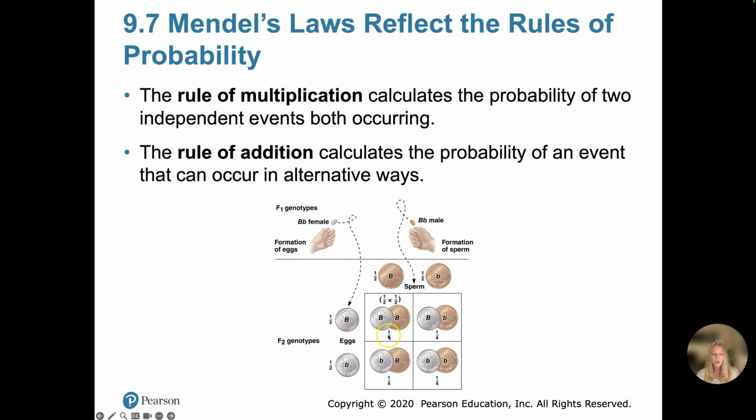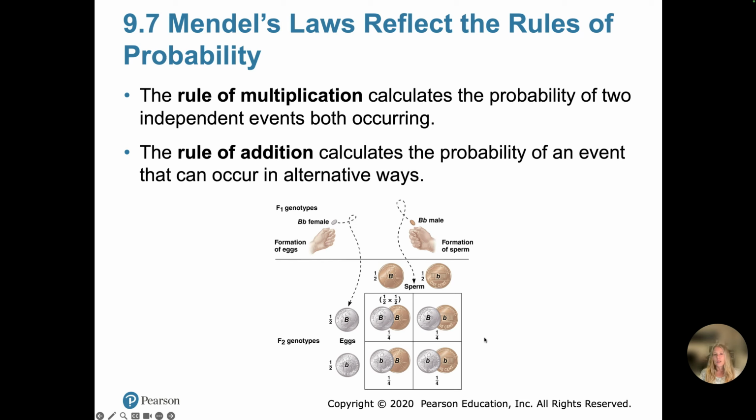So 1/4 of the offspring will be capital B, capital B. 1/4 of the offspring will be capital B, lowercase b, with the capital B from the mom and the lowercase b from the dad. 1/4 of the offspring will be capital B, lowercase b, with the capital B from the dad and the lowercase b from the mom. And then 1/4 of the offspring will be lowercase b, lowercase b.